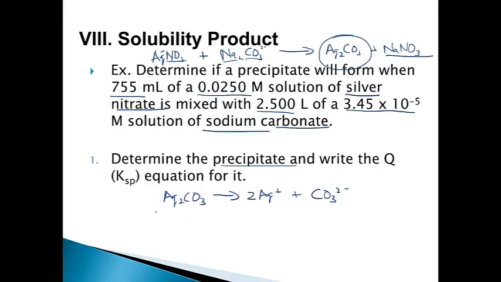Okay, next thing, we're going to write out the Q equation, which would be the exact same as the KSP equation. So Q would be equal to the concentration of the ions, the products, Ag+ raised to the coefficient squared times the CO3 2- concentration. Okay, now this is not a solubility, so you're not going to do the S thing. Do not do the S thing. We need to figure out next what's the concentration of Ag+ and what's the concentration of the CO3 2- after you mix them.